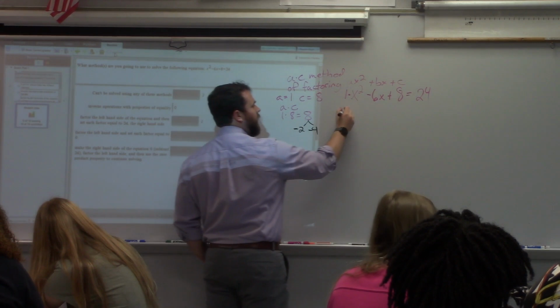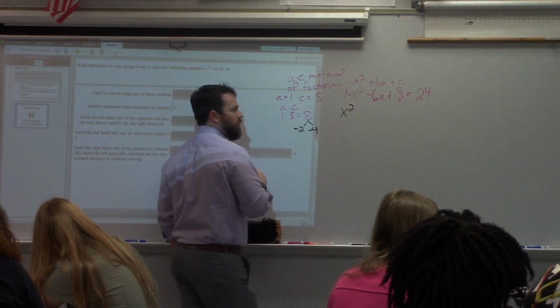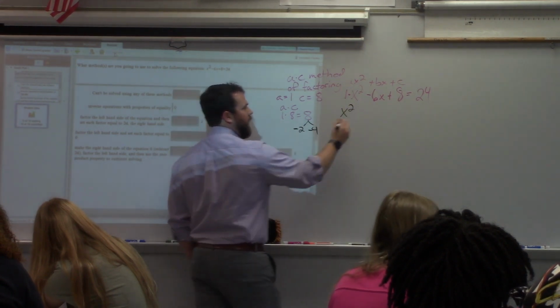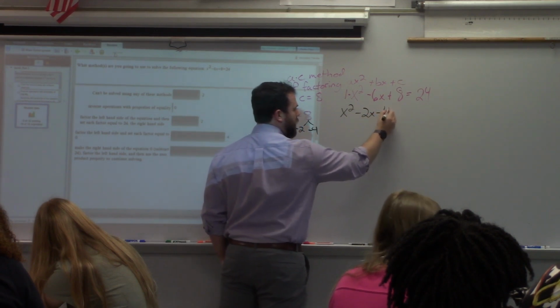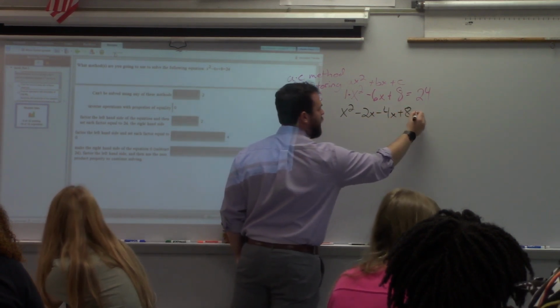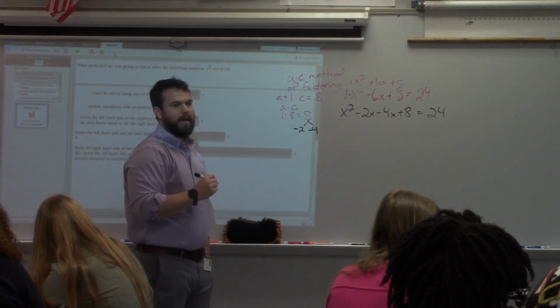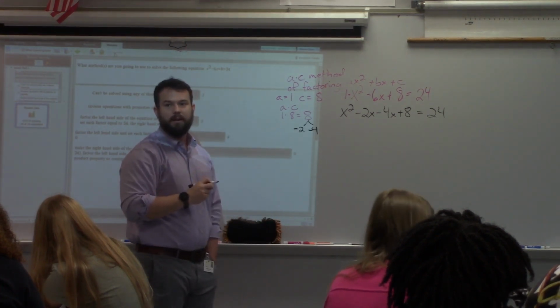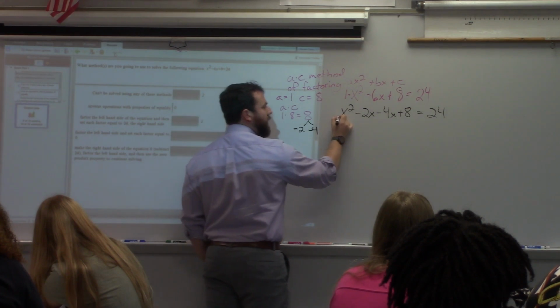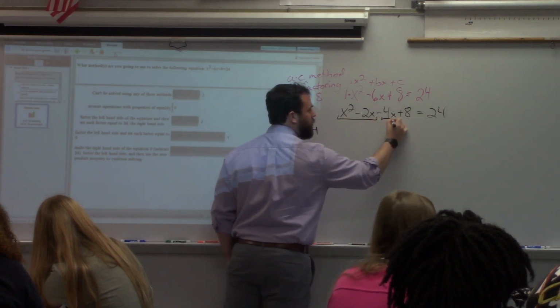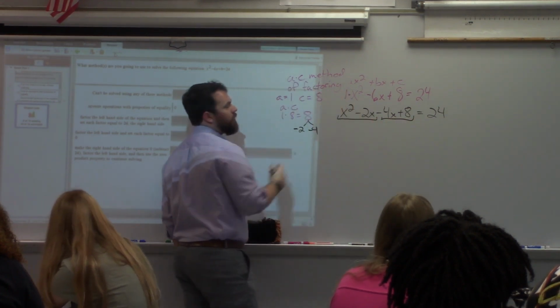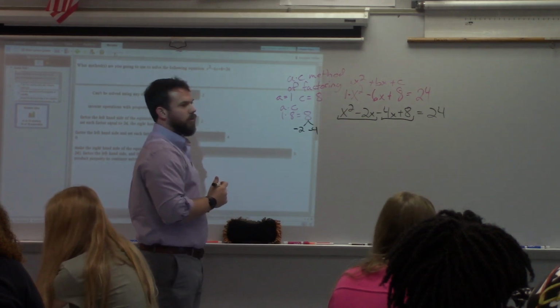So I rewrite this as x squared minus 2x minus 4x plus 8 equals 24. Still equal to 24. I can still rewrite this standard form in the factored form. Remember, at this point, I don't want to combine like terms. The whole point was that I just split that up so that I have those 2 groups.